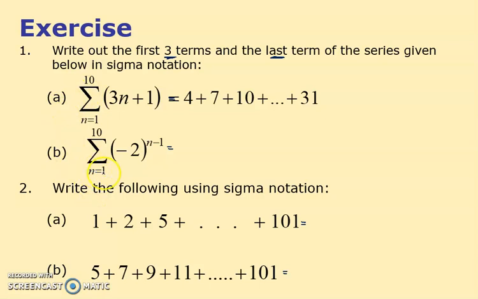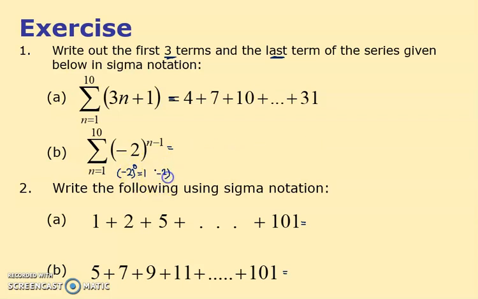And what's this one? n equals 1 to 10. So I've got to do minus 2. I'm just thinking to myself, what's this? It's minus 2 to the 1 minus 1. Oh, right. So it's minus 2 to the 0, really. Anything to the 0, of course, is equal to 1. So I think the first one will be a 1.